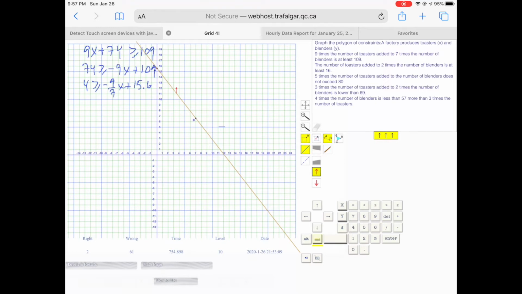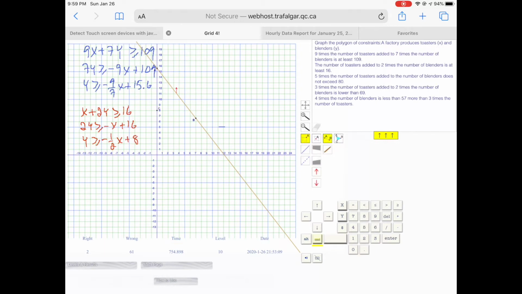The number of toasters added to 2 times the number of blenders is at least 16. The number of toasters is x. X added to 2 times the number of blenders, 2y, is greater than or equal to 16. I want to get the y's all alone, so I'm going to subtract x from both sides. So we have 2y is greater than or equal to negative x plus 16. Then I want to get rid of the 2, so I'm going to divide every term by 2. So we have y is greater than or equal to negative 1/2 x plus 8.